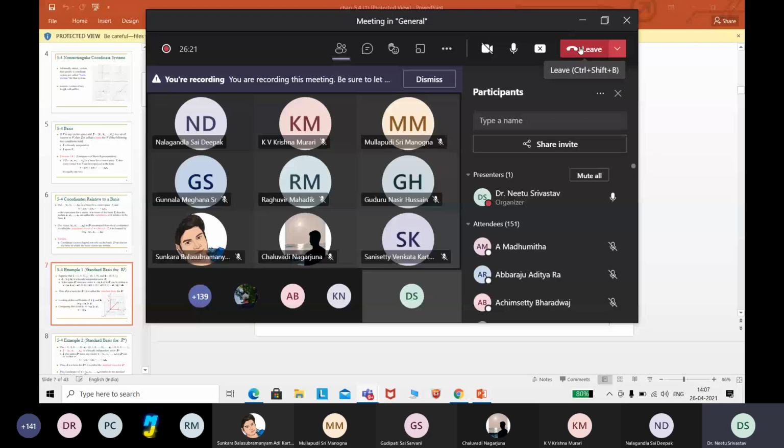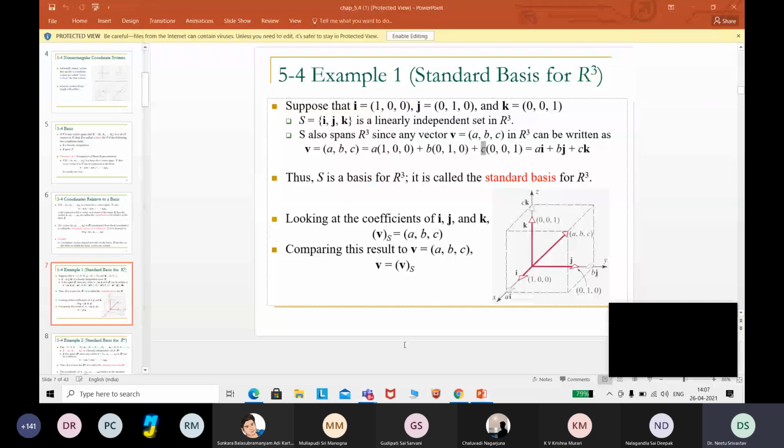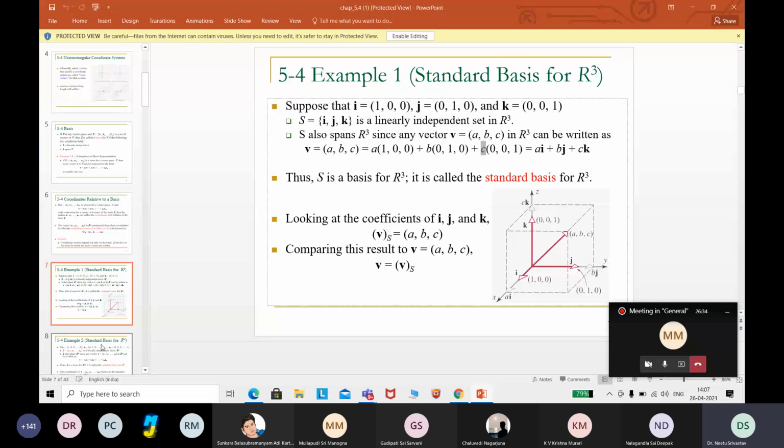Okay, so now you just see that all the coordinates are nothing but A, B, C only. So coordinates are nothing but the components of the vector. This is one example. I hope this is understood. And this IJK is called the standard basis in R3. The reason is they are linearly independent, and the coordinates are nothing but the components of the vector. Okay.